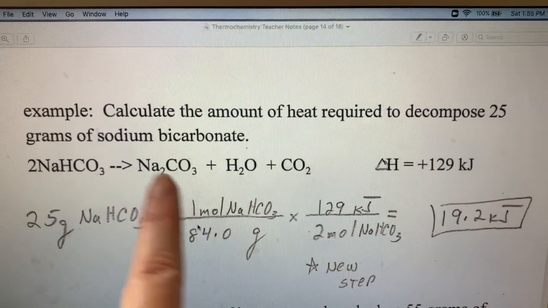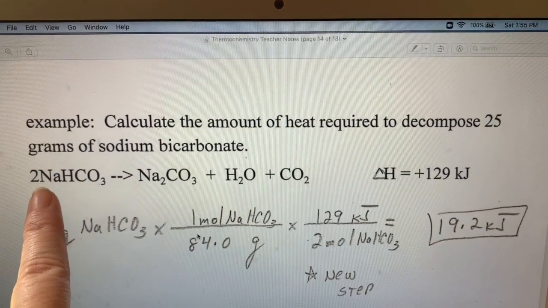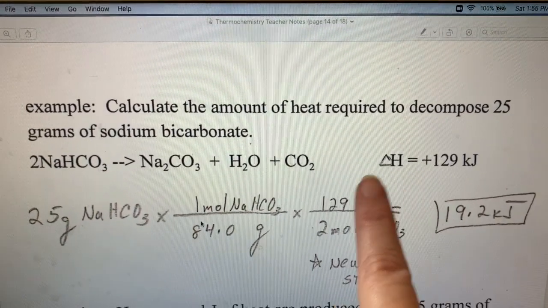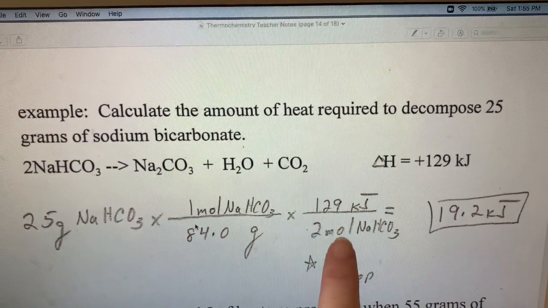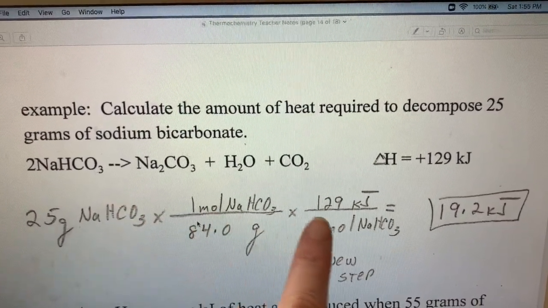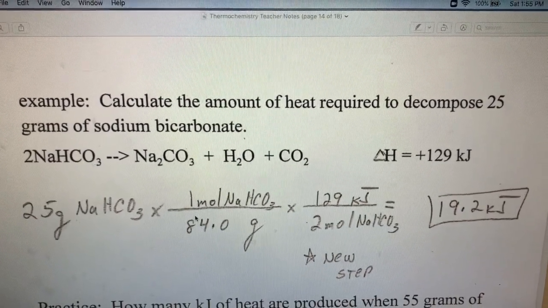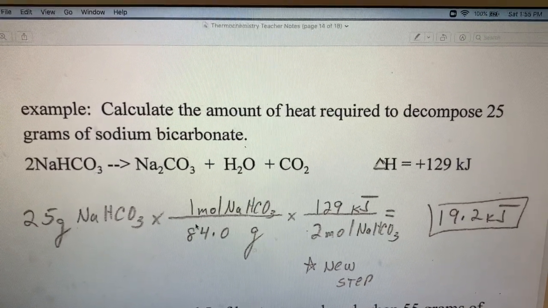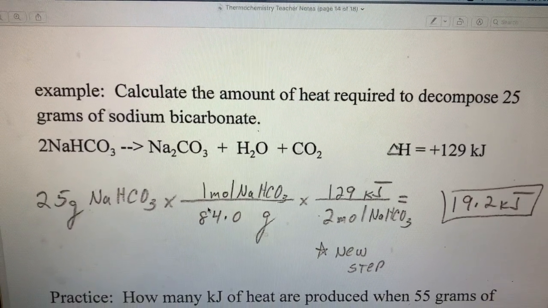I'm then looking at my balanced equation. I have 2 moles of sodium bicarbonate. For every 2 moles of sodium bicarbonate, I needed 129 kilojoules of energy. I can use that conversion factor to go from moles of my substance to the amount of energy, to the kilojoules, and you get about 19.2. All right, go on ahead, please, and try the next one. All right, you can pause the video and do that.